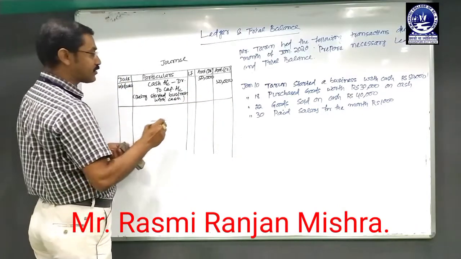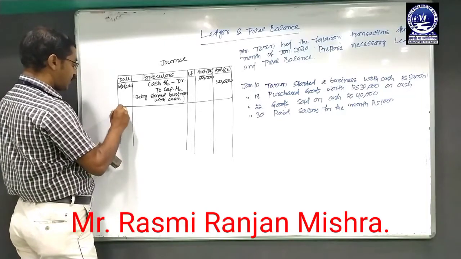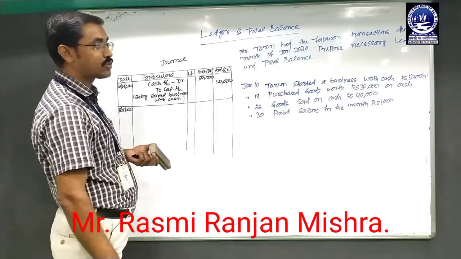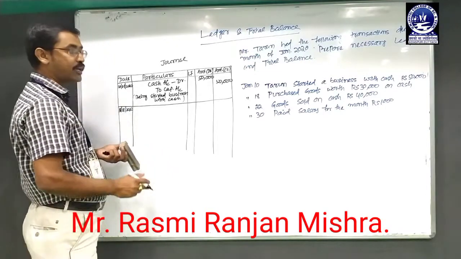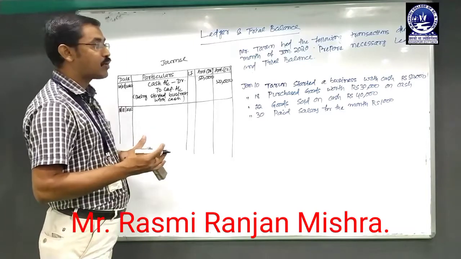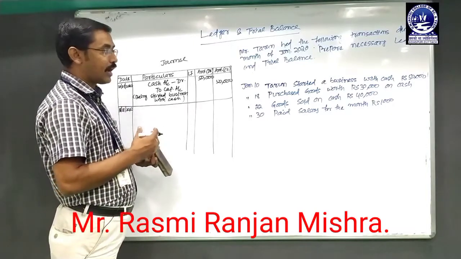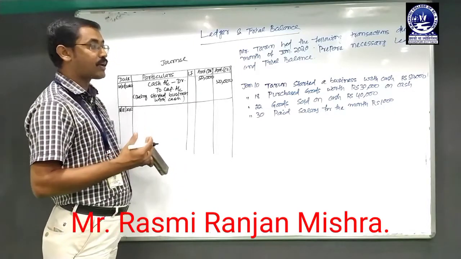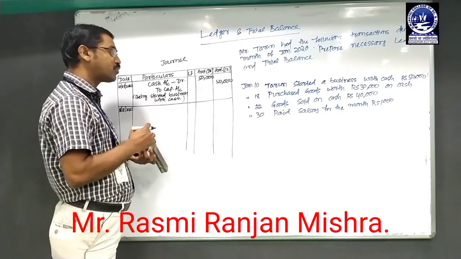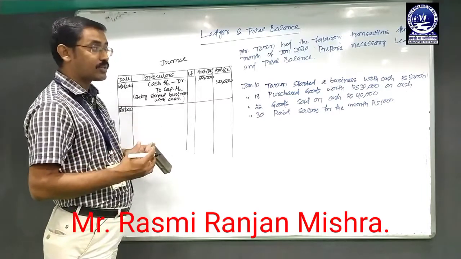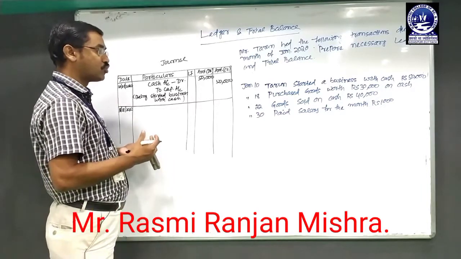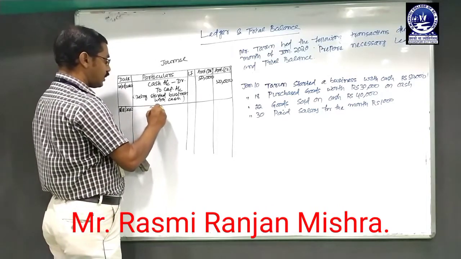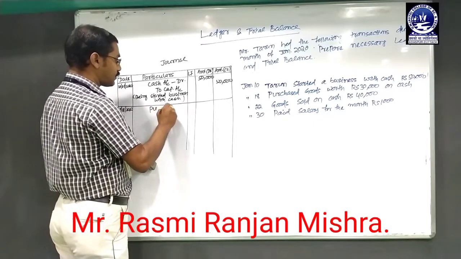Then the next transaction was made on 18th January, 18/1/2020, and the transaction is purchased goods worth rupees 30,000 on cash. When goods are purchased in cash, the goods come into the business, and the cash goes out from the business. As goods and cash both come under real account, what comes into the business is debit, and what goes out from the business is credit. So goods come into our business, so the goods account or purchase account must be debited, and cash goes out from the business, so the cash account must be credited.